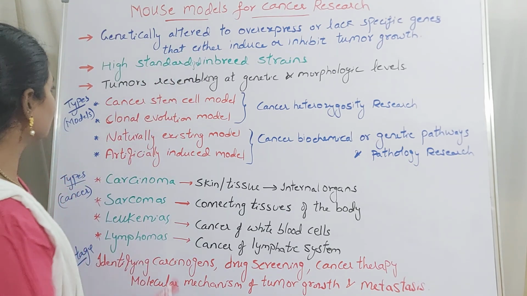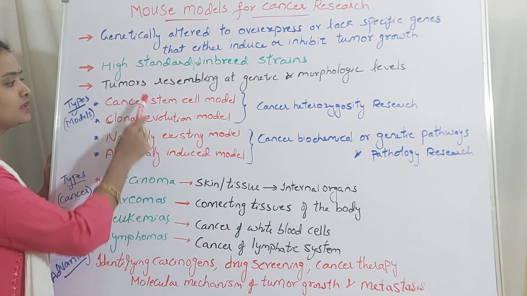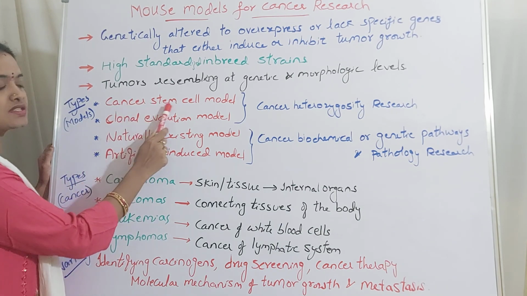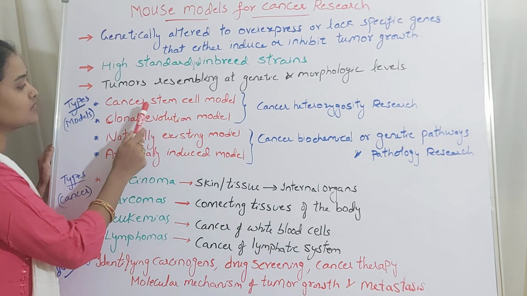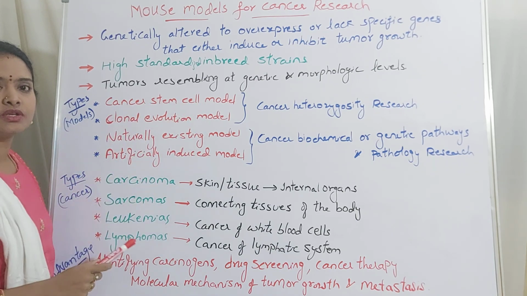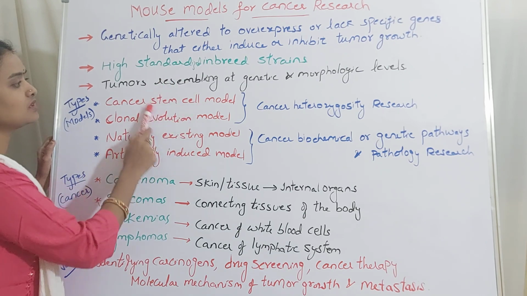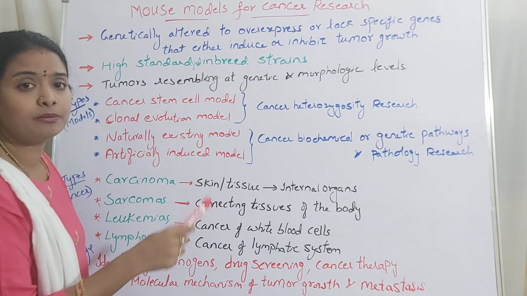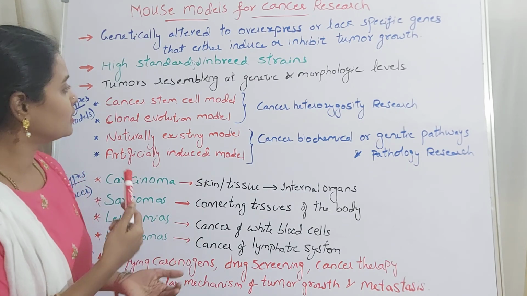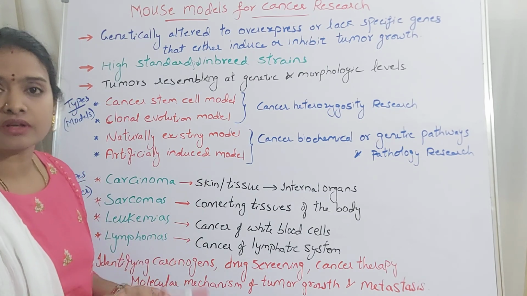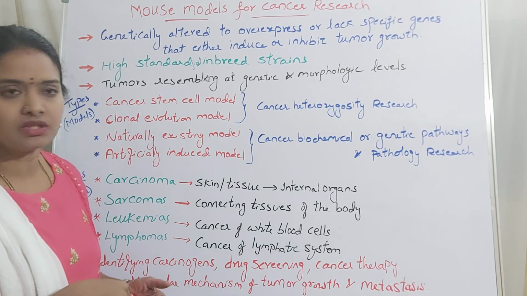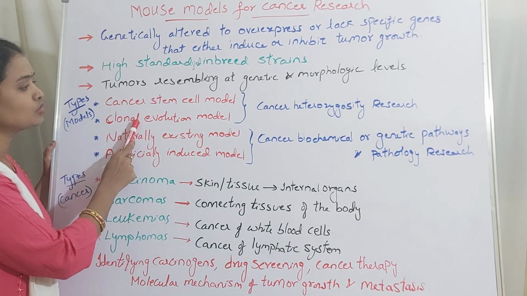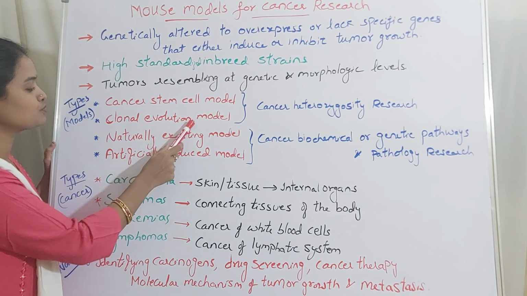Right? So now let us see the different mouse models that are used in cancer research. Here you have 4 different types of mouse models. First one is the cancer stem cell model, where the mouse models are produced by introducing carcinogens into stem cells, or these stem cells are injected with some inducers which may generate a tumor in the progeny. Right? Then you have the clonal evolution model, where cloned organisms are used as mouse models.